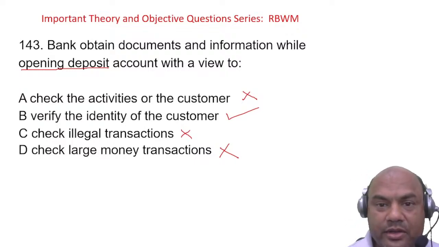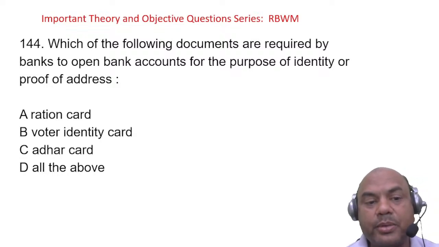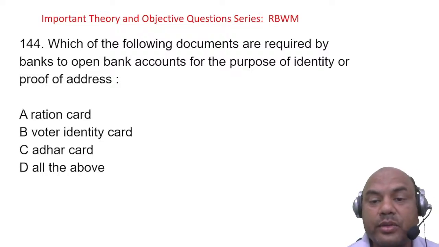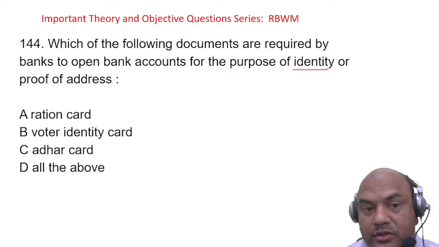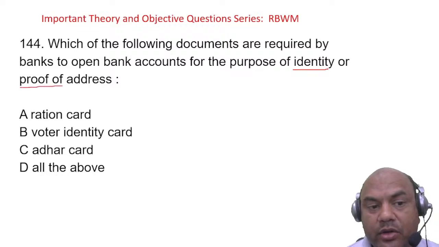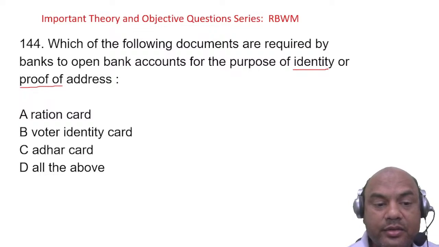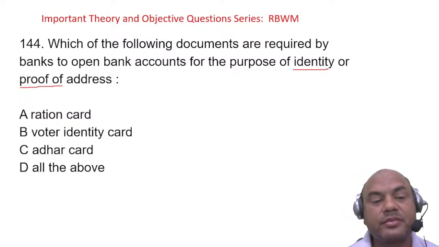Okay. Got it, everyone? Which of the following documents are required by the banks to open bank accounts for the purpose of identity and proof of address? We are talking of both, identity also and proof of address also. So ration card, voter ID card, Aadhaar card, and all of the above. What do you think?